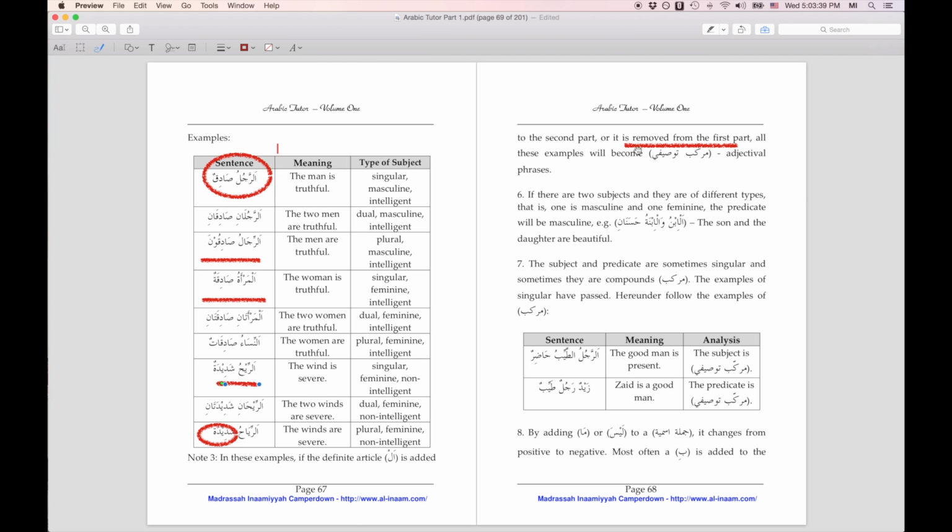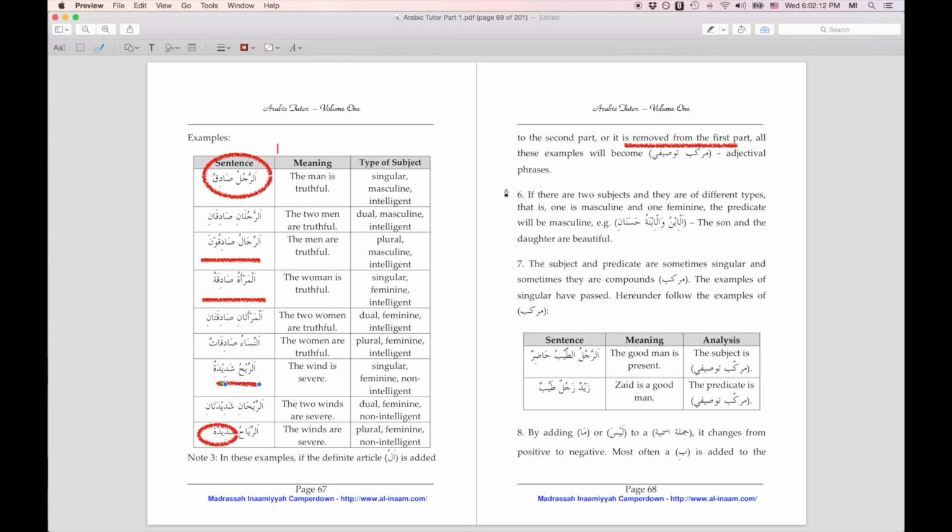It says, or it is removed from the first part. Even for the first part, if it doesn't have alif lam, like rajulun sadiqun, a truthful man, rihun shadidatun, a severe wind, this is not conveying a full sentence statement, so this is not going to be a jumla anymore.